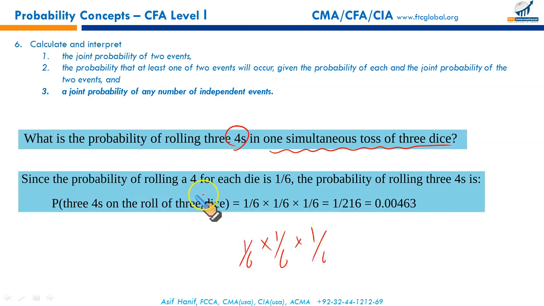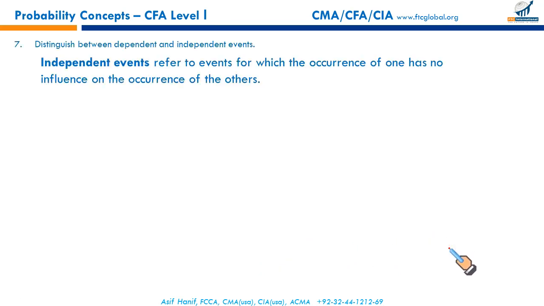Since the probability of rolling a 4 is 1 over 6, and it's repeating 3 times, you just multiply these 3 probabilities to get 1 over 216, which is simply 0.00463. We're just getting the ideas. We'll apply all these ideas in a question. We don't want to spend more time on this because lots and lots of questions are waiting for us.